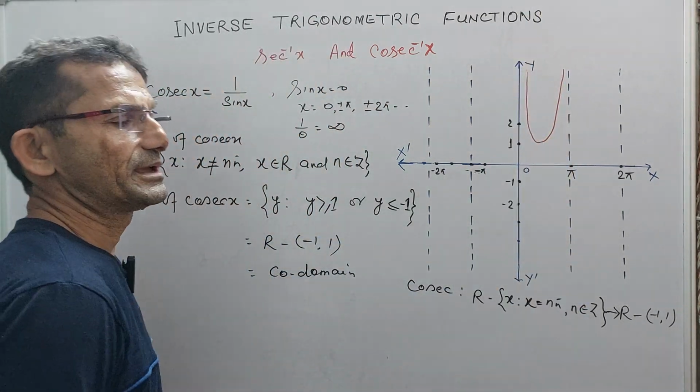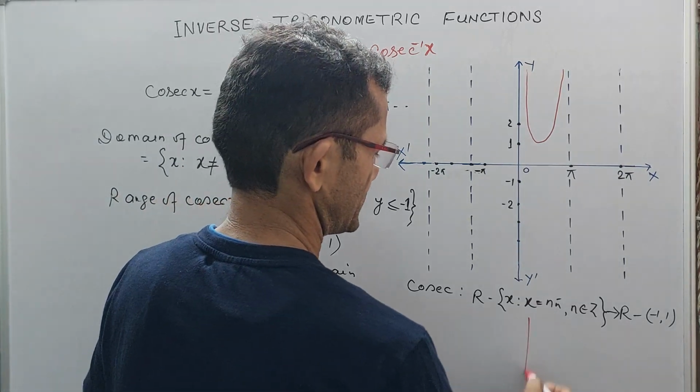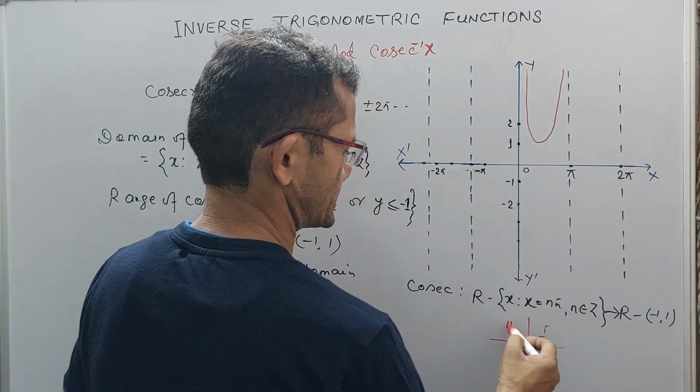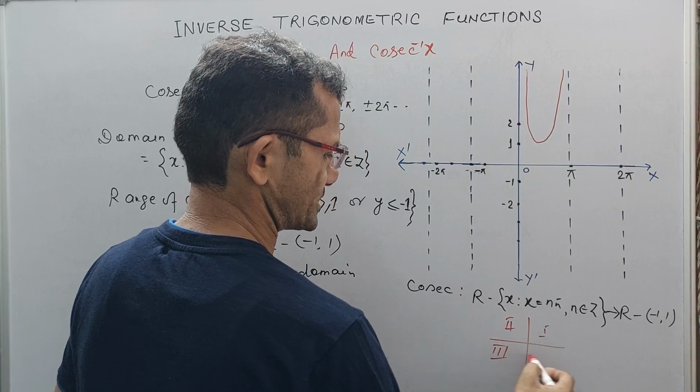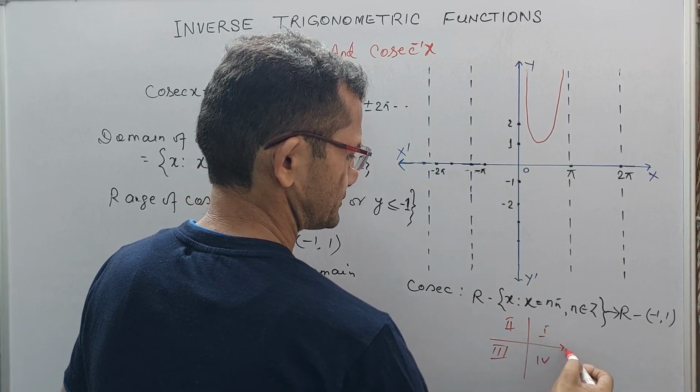In the second and third quadrant, so we know that this is the first quadrant, second quadrant, and this is the third quadrant. This will be the fourth quadrant.